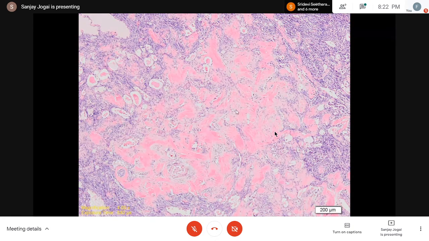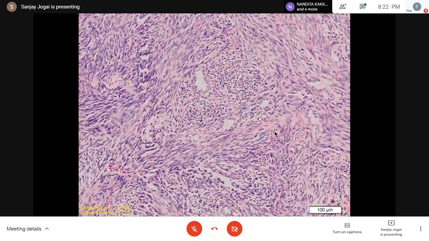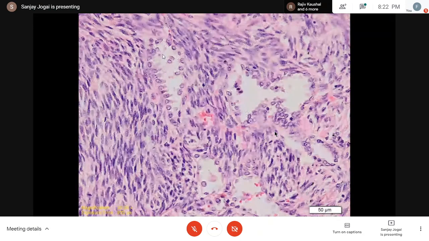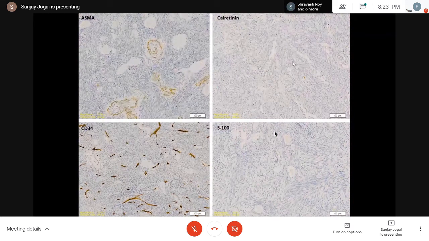Very keloidal type collagen, almost osteoid-like, but definitely not osteoid. And you have these spindly cells intersecting, moderate amount of cytoplasm, intersecting whorls, and then you have occasional sort of epithelial areas as well. Look at that. So we'll come to that, what it is, and there are occasional mitotic figures. Now this was the immuno. So the cells were negative for smooth muscle actin, calretinin, S100 as well as CD34.